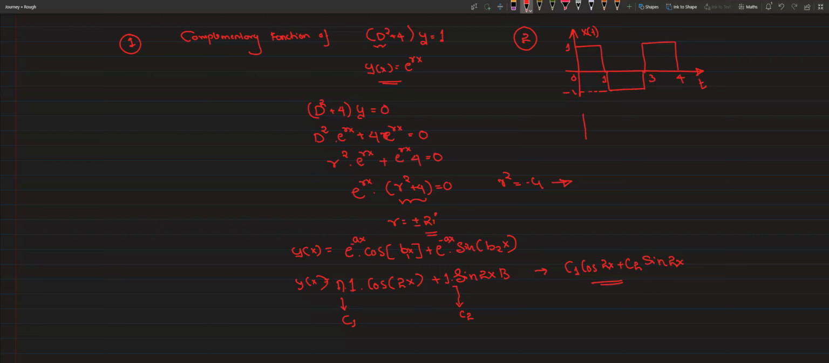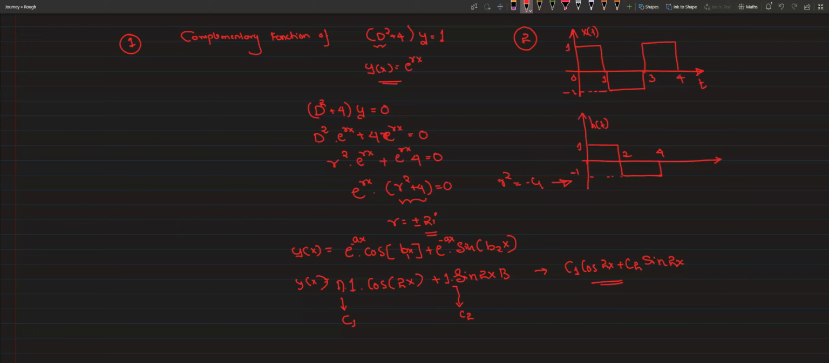I have another signal from 2 to 4. This is h of t. This is also 1 and -1. So we need to find whether these two signals are orthogonal.